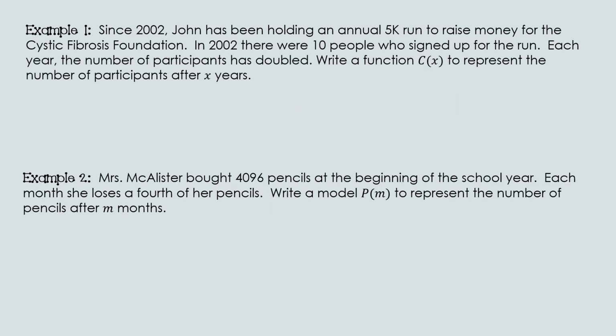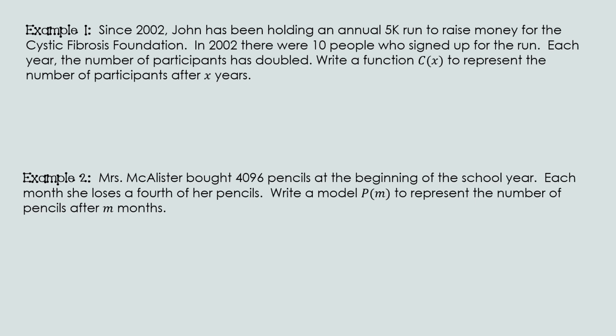So let's look at an example. Example 1: Since 2002, John has been holding an annual 5K run to raise money for the Cystic Fibrosis Foundation. In 2002, there were 10 people who signed up for the run. Each year, the number of participants has doubled. Write a function c of x to represent the number of participants after x years.